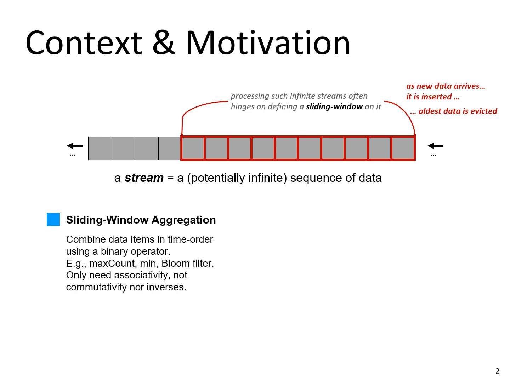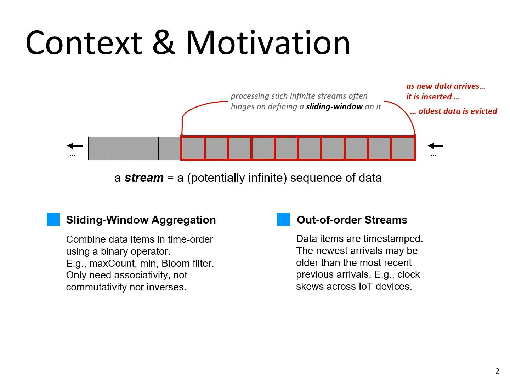Now, sliding window aggregation aggregates all the current data items in the window by using a binary associative operator such as max, count, min, or Bloom filter. And besides associativity, in this talk we will not assume anything else in particular. The operator needs to be neither commutative nor have an inverse.